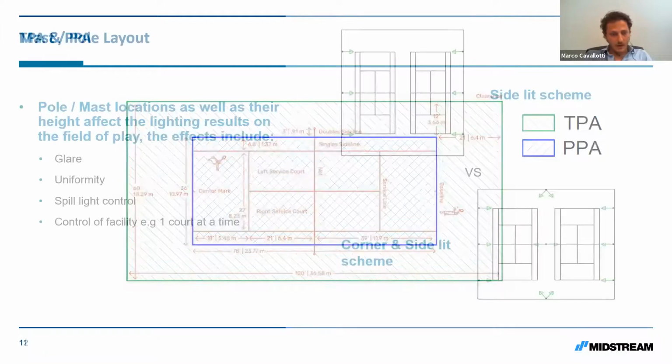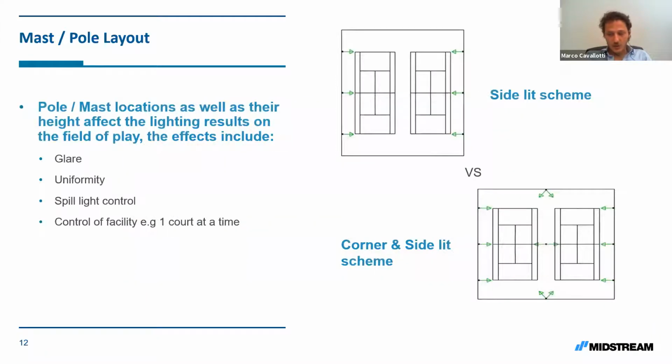Let's go on. In this session, I will show you two different approaches. This is because pole and mast locations, as well as their heights, can affect the lighting results on the field. The factors they can affect are the glare ratio, the overall uniformity, the spill light control, and the control of the facility.